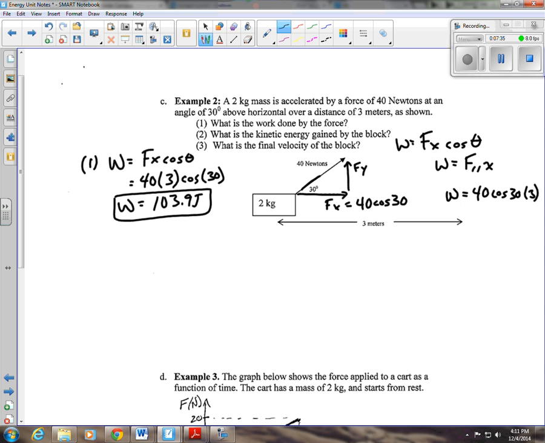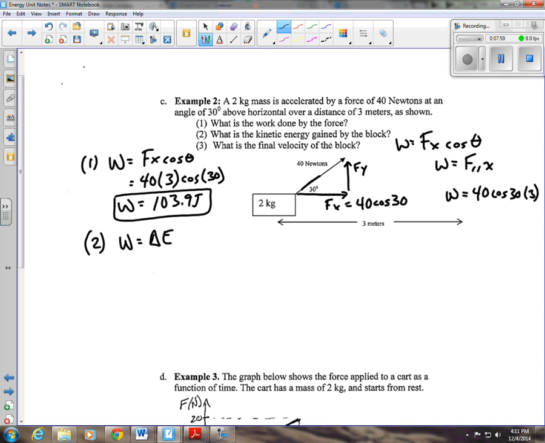Now, step 2, what is the kinetic energy gain? You say, okay, I don't have velocities, how am I going to find kinetic energy? The trick is to know that work is a change in energy. It can turn into kinetic energy if I'm accelerating it. It can turn into potential energy if I'm lifting it. It can turn into spring energy if I'm using the work to pull apart a spring. So work is change in energy.